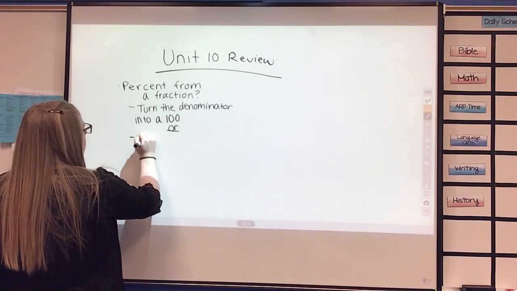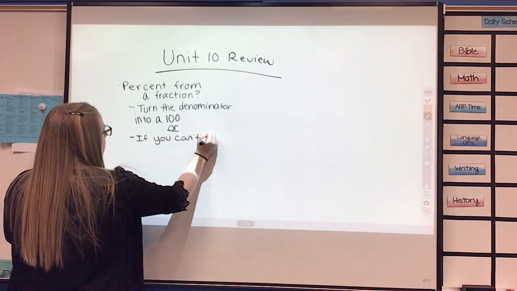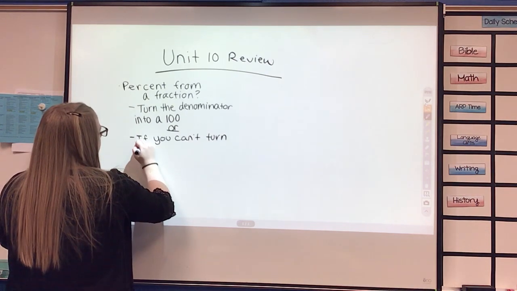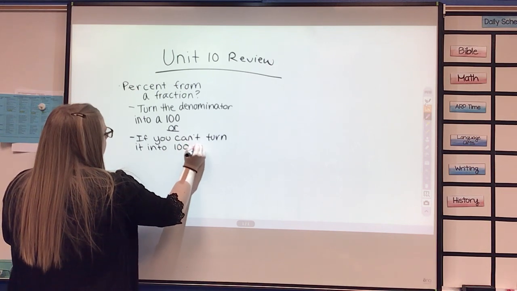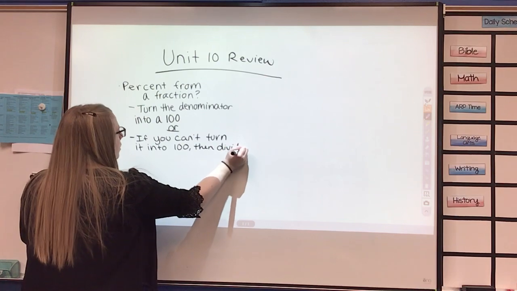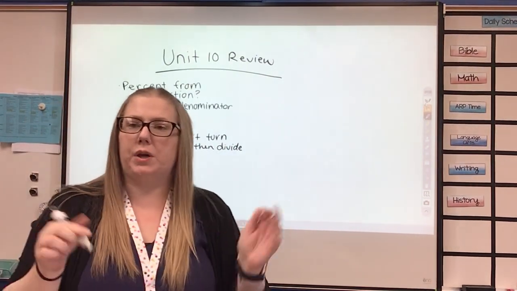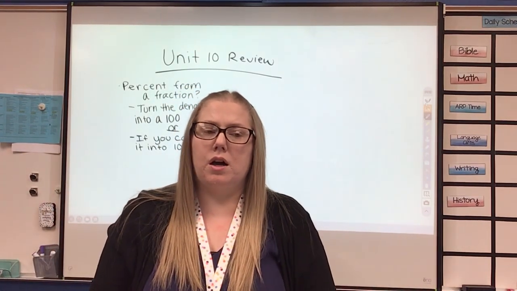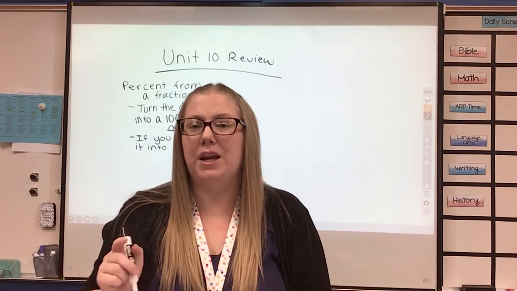Or, if you can't turn it into 100, then divide. So for instance, if I have an 8 on the bottom, that's probably the most common one: 3/8, 5/8, 6/8 is where you can't change it into 100. But I'm going to give you one more tip.